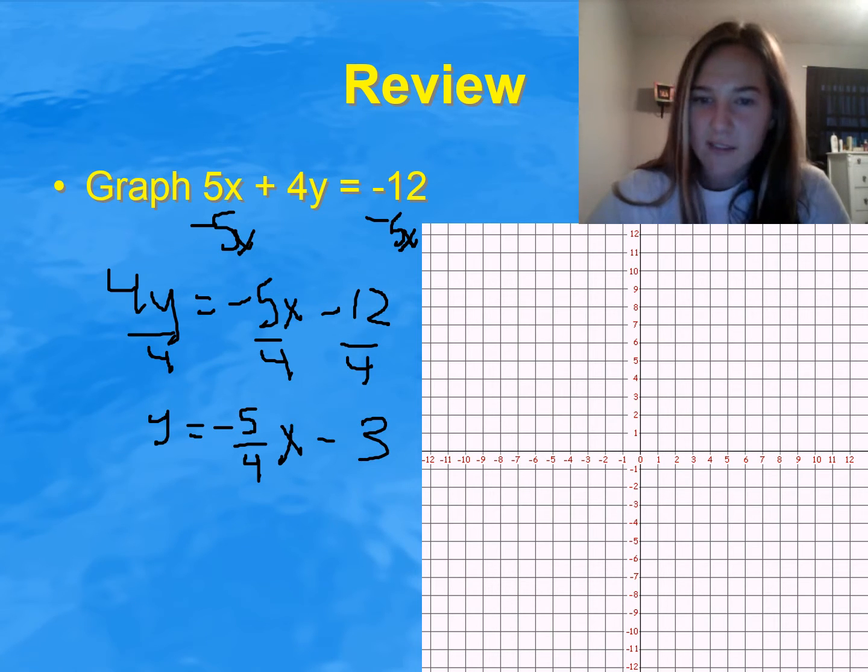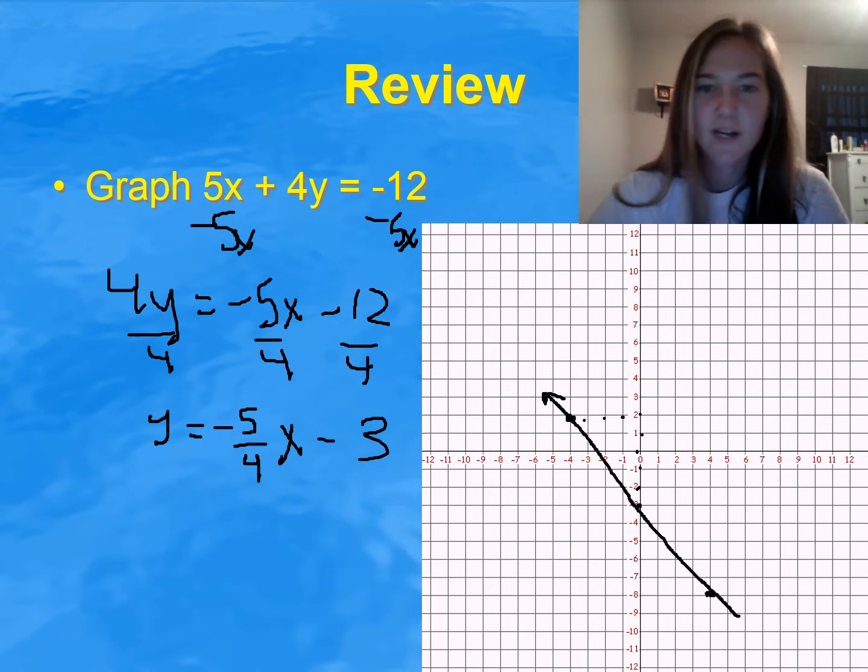It crosses the y-axis at negative 3. We go 1, 2, 3, 4, 5 down, and 4 across. Or we can go 5 up and 4 to the left. And then we would draw this line. So we all remember that, correct? Okay.